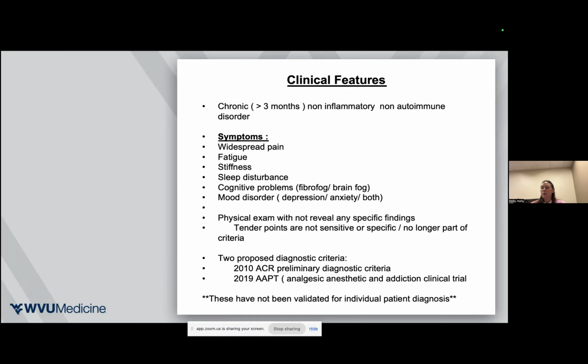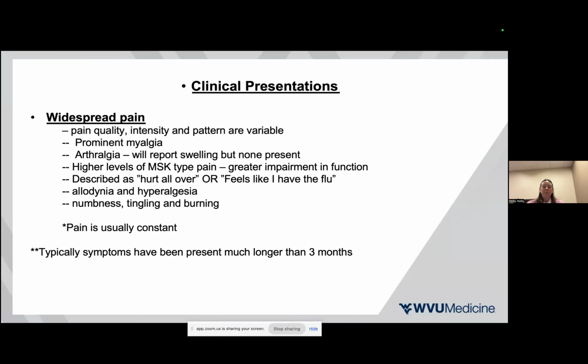They may have symptoms of interstitial cystitis. They may have primary dysmenorrhea or chronic pelvic pain syndromes. They may have chronic TMJ disorders. And some of them may even have hypersensitivity or multiple chemical sensitivity syndromes. Those patients that you see, their allergy list is quite extensive. So let's dive into some of those features a little more.